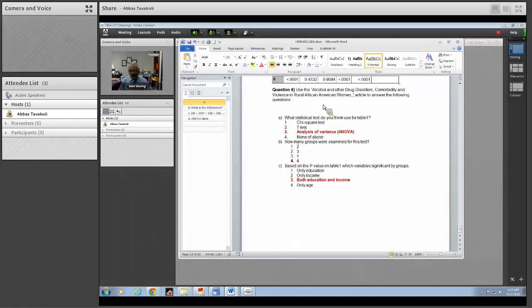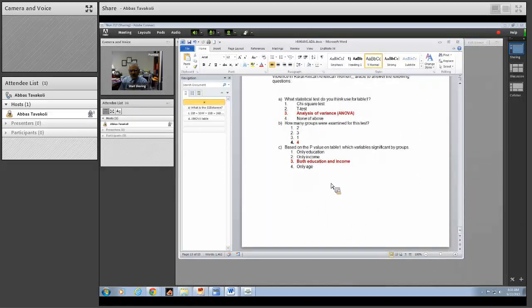Question 6, using the alcohol and drug disorder comorbidity violence study: I asked what statistical test was used, and analysis of variance was the correct answer. How many groups were examined for this test? There were 4 of them. Based on the p-value in table 1, which variables were significant by group? Both education and income were significant if you look at the p-value there.